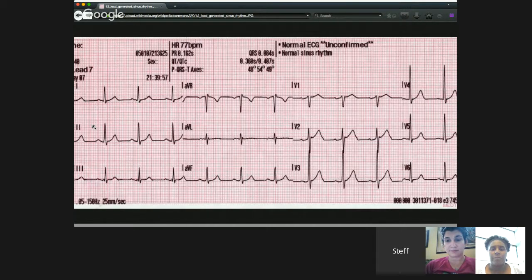Looking for infarction in leads 2, 3, and AVF. There's no ST elevation or depression in those. V2, V3, there is also no ST elevation or depression. And then V3, V4, V5, and V6 all look to be within normal limits. So I would say that this 12-lead EKG is normal sinus rhythm with a rate of about 75.